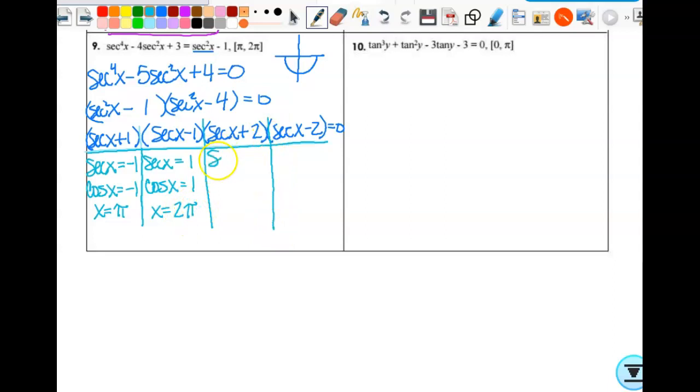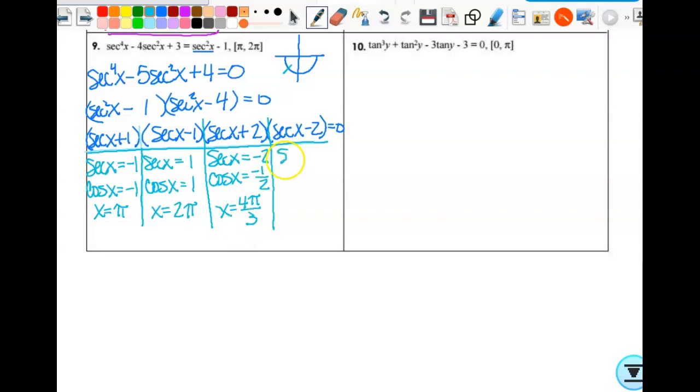So then secant x equals negative 2. So cosine x equals negative 1/2. I'm using quadrants 3 and 4. Which quadrant is cosine negative? 3. Okay, so the cosine inverse of 1/2 is pi thirds. So I need my third quadrant pi thirds angle. What's that? 4 pi thirds. Okay.